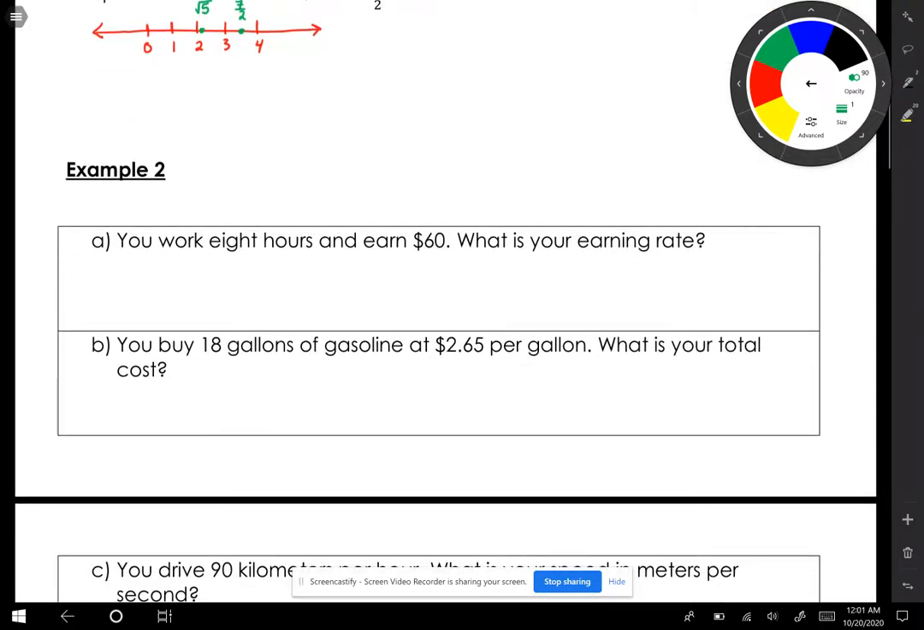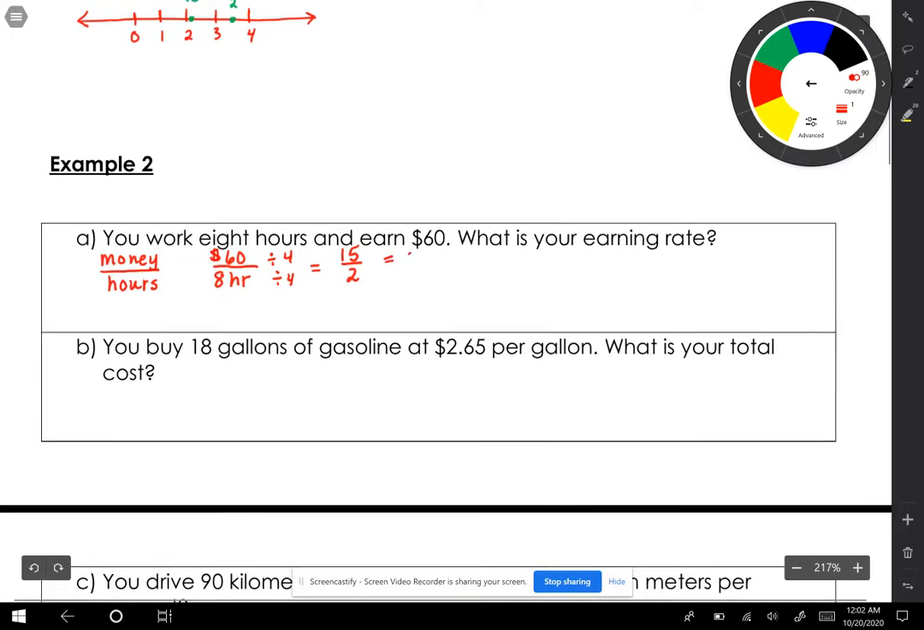Okay, example 2. You work 8 hours and earn $60. What is your earning rate? So for this particular problem, to find out your earning rate, you're going to take the money that you earn and you divide it by the number of hours that you work. So in this case, that would be $60 divided by 8 hours. Notice how I have my units listed, dollars in the numerator, hours in the denominator. Now you can divide top and bottom by 4. And that would be 15 over 2, which is easily recognizable as 7.5. So that would be $7.50 per hour. You could also write it like this. And always make sure you put your units. So that bar means per or divided by.